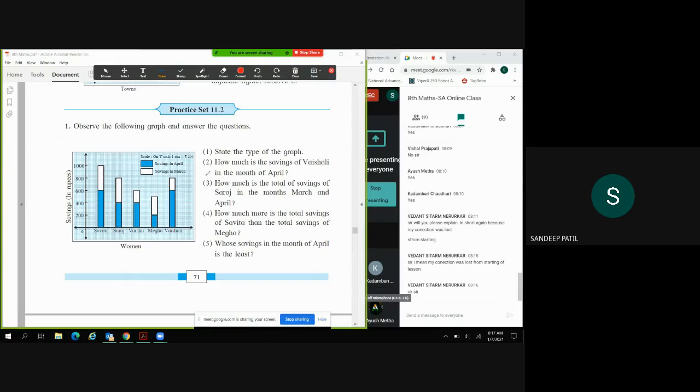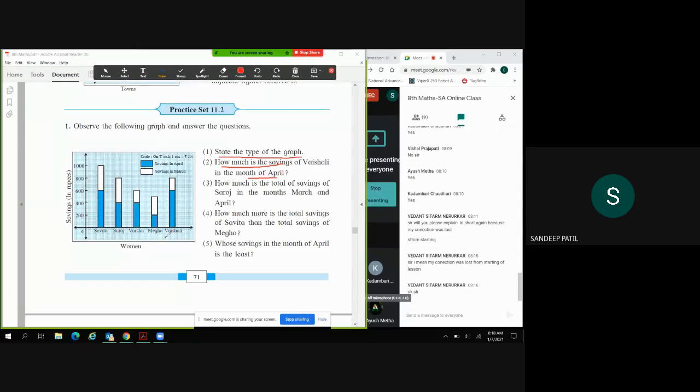Okay, this exercise. State the type of graph. I know this is a subdivided bar graph. Now what I need is the answer: how much is the saving of Vaishali in the month of April? Can you write in the chat box? So one is representing the data, another is interpreting the graphical representation. We have to analyze.